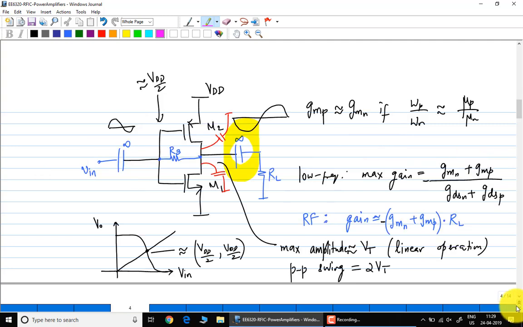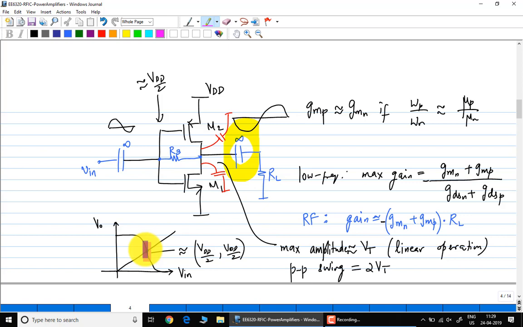Then we said there are many possible structures, but even better is to use a biased inverter. That seemed to work. It gave you some gain, GMN plus GMP times RL, and it is biased somewhere around VDD by 2. That's great, but there is a problem. The linear swing you get is about plus or minus VT, so VT is the amplitude and the peak to peak swing is 2 VT. That is normally not good enough.